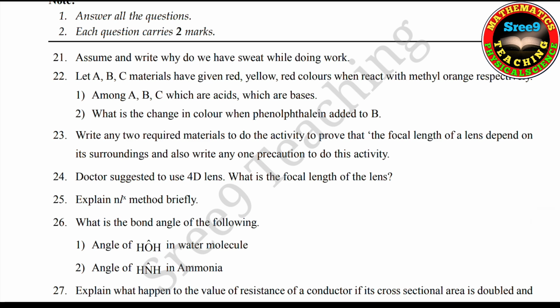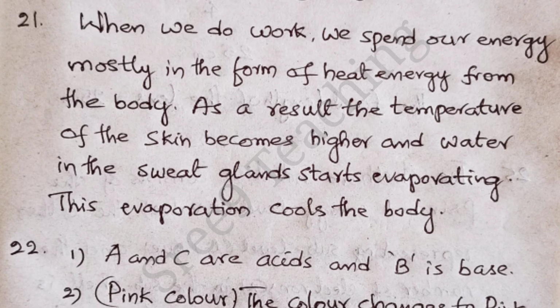21. Assume and write why we have sweat while doing work. Okay, and this question is given from the chapter Heat. Let us see the answer. So the answer for the 21st question, why do we get sweat when we work. Here the answer: when we do work we spend our energy mostly in the form of heat energy from the body, right? As a result, the temperature of the skin becomes higher and water in the sweat glands starts evaporating. This evaporation cools the body. So this is the answer.